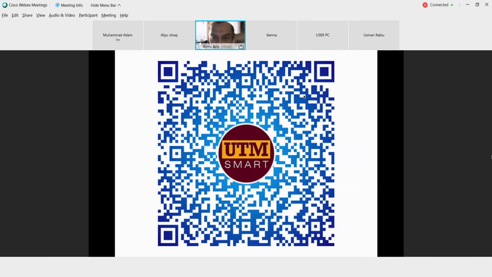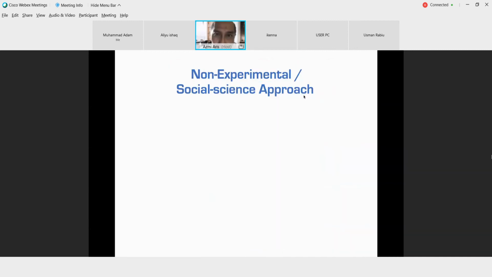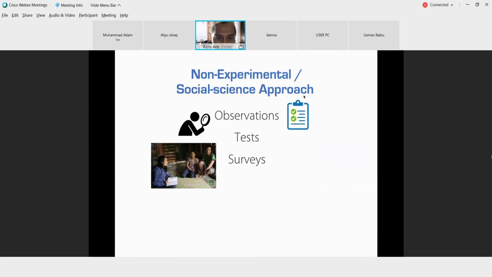Okay, let's move on. This is for the non-experimental or social science approach. So for those who are not scientists, or especially for those working on construction management or other work, sometimes they are scientists, but they work on a social science approach. So this is their approach. Either they use observation, they test their sample, they do a survey, they do an interview. Survey and interview are two different things.